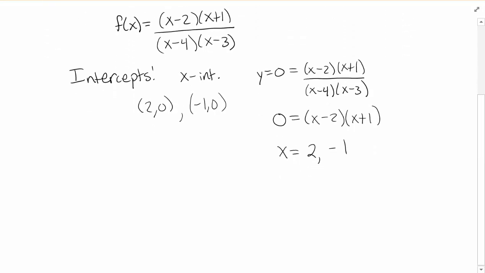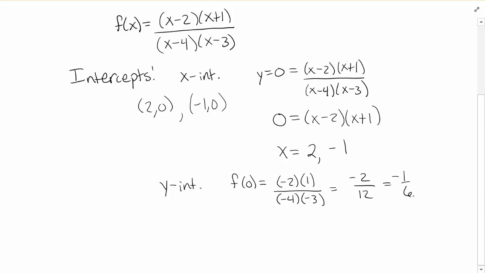All right, how about my y-intercept? Well, the y-intercept is when you are on the y-axis. That means x is equal to 0. So f evaluated at 0 is going to be 0 minus 2, that's negative 2, times 0 plus 1, that's 1, divided by 0 minus 4, that's negative 4, times 0 minus 3, that's negative 3. So negative 2 over positive 12 gives me negative 1/6. So my y-intercept is (0, negative 1/6).